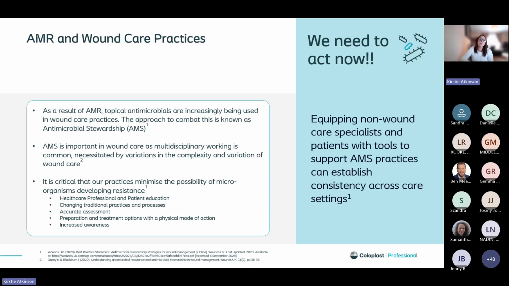When it comes to antimicrobial resistance and wound care practices, because of antimicrobial resistance, topical antimicrobials such as your silvers, your honeys, things like that are being used increasingly. What we need to do to combat this, and the approach we need to have, is something called antimicrobial stewardship, or AMS. It's important that in order to do AMS correctly, it's a multidisciplinary approach, and we need to have everybody on board in order to combat it.